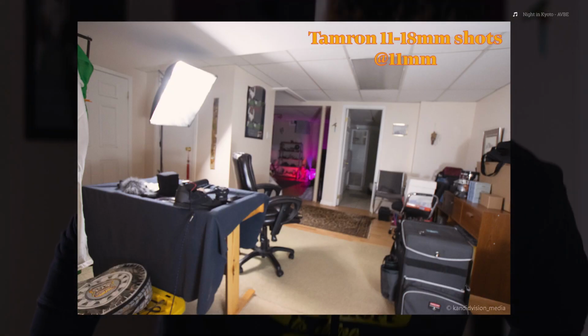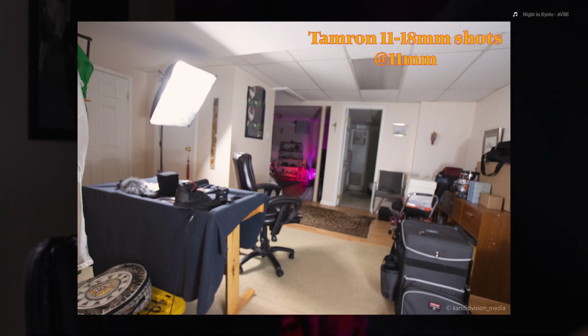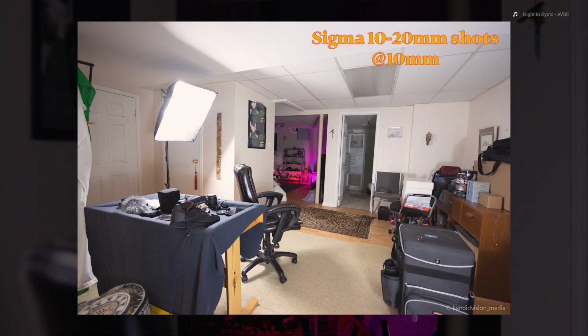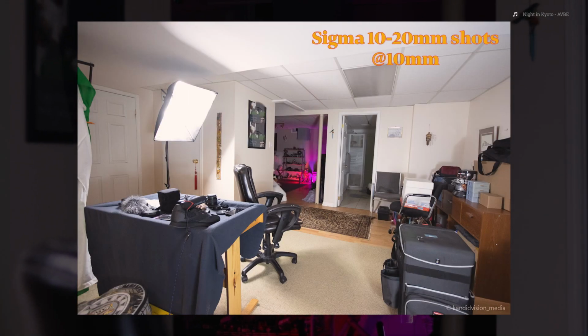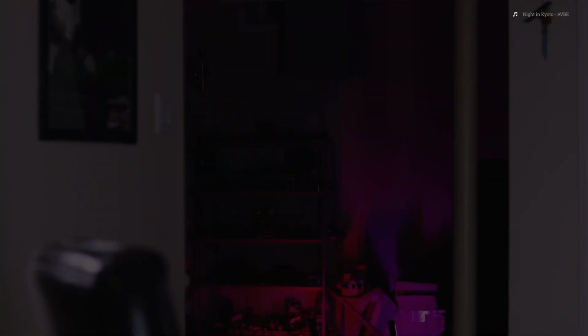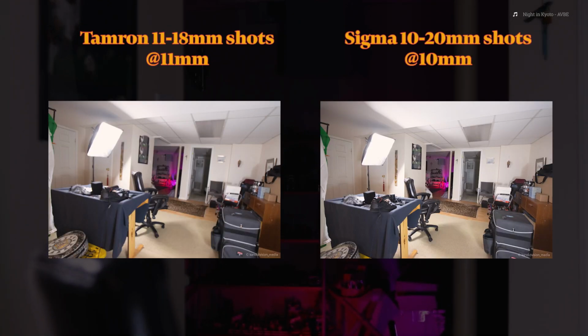So I'm going to take a picture from your perspective, from where I'm sitting, so you can see exactly how much wide field of view you can get on both lenses. This is 11.